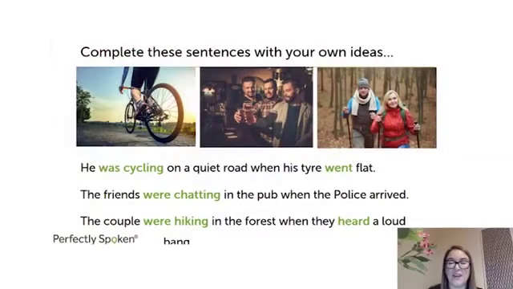Okay, so lots of different options there, depending on how creative you are. I've completed them with some possible ideas. Let's have a look what I've written. So number 1, he was cycling on a quiet road when his tyre went flat. He got a puncture. His tyre went flat. Number 2, the friends were chatting in the pub when the police arrived. And number 3, the couple were hiking in the forest when they heard a loud bang.